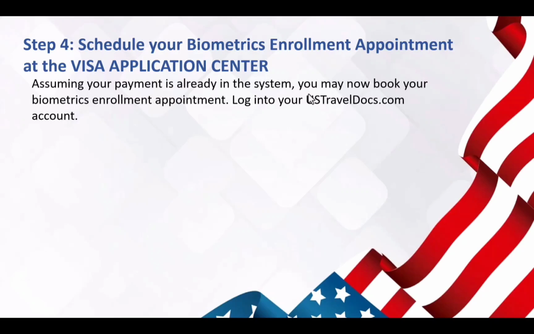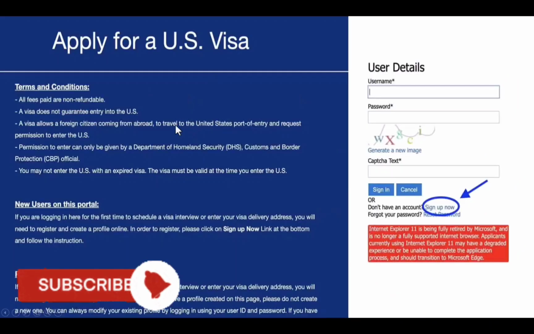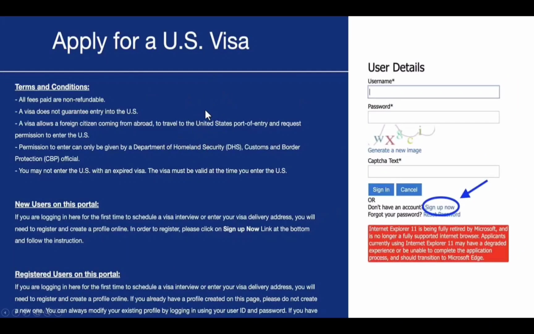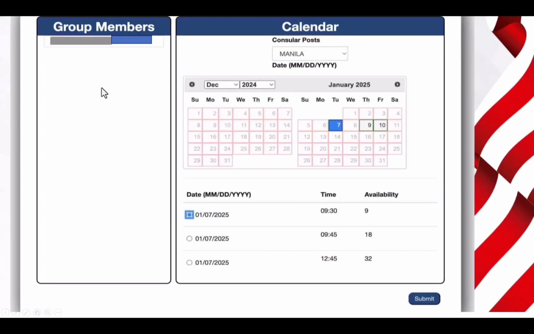Step 4 is schedule your biometric enrollment appointment at the visa application center. Assuming your payment is already in the system, you may now book your biometric enrollment appointment. So log in to your US Travel Docs account. So itong US Travel Docs account, guys, ito siya. And because you already created your account here, you just need to input your username, password, and do the CAPTCHA and sign in.